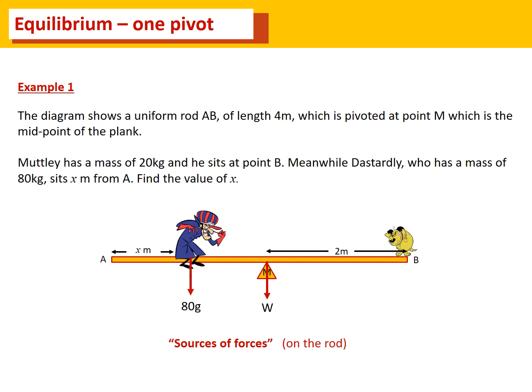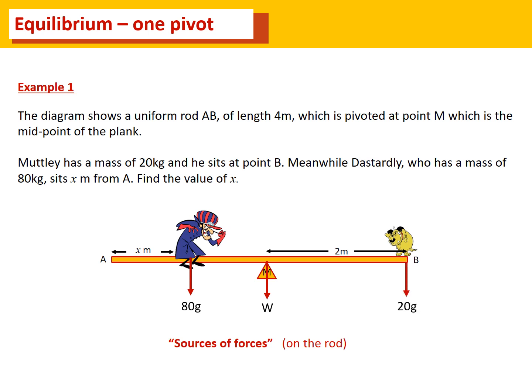Now, Dastardly weighs 80 G newtons. Now that force, you can see that 80 G isn't actually Dastardly's weight, it's a normal contact force. Because Dastardly is in contact with the rod, he exerts a force on the rod and the rod exerts an opposite force on Dastardly, and that opposite force is 80 G. And the reason it's 80 G is because his mass is 80 kilograms. But it isn't a weight force, it's a normal contact force. The weight of Dastardly will only act on Dastardly.